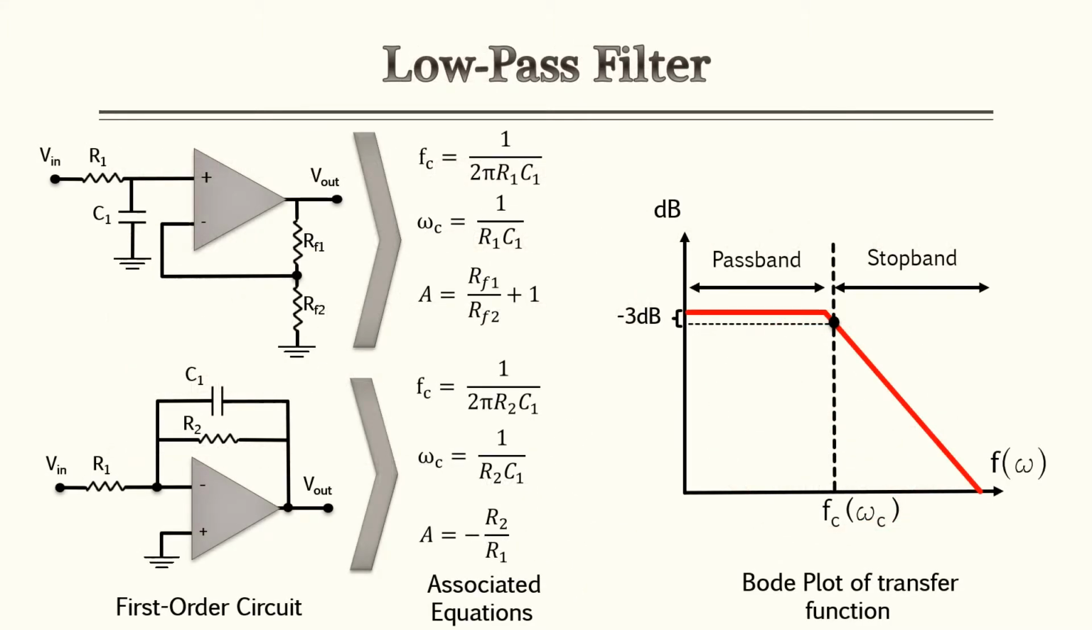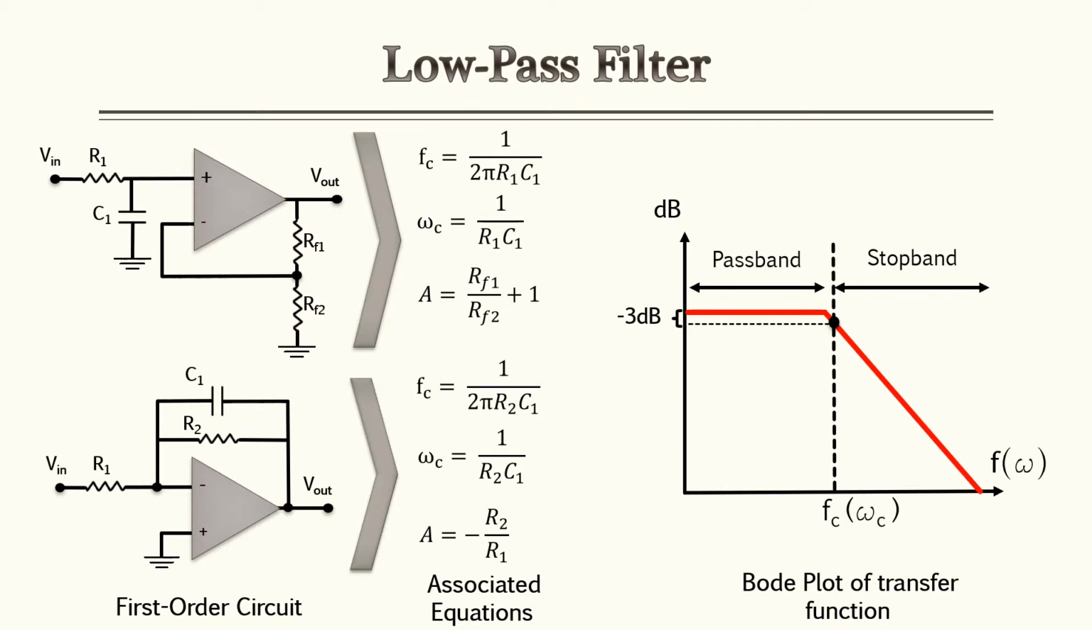So let's jump right in with our first filter type. This is going to be our low-pass filter. Now, you're going to see some overlap between passive filters and active filters as far as the Bode plot response and maybe some of the associated equations. However, what's going to be a big difference is the circuits you're going to see.